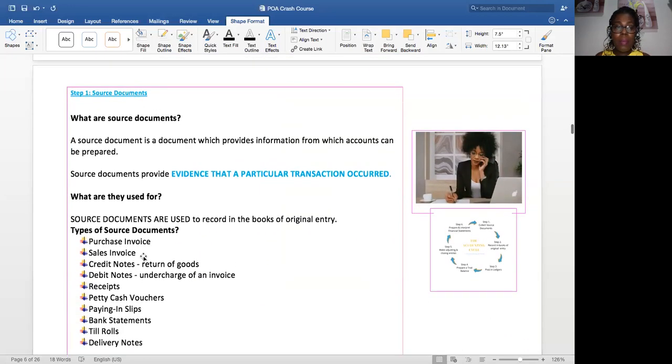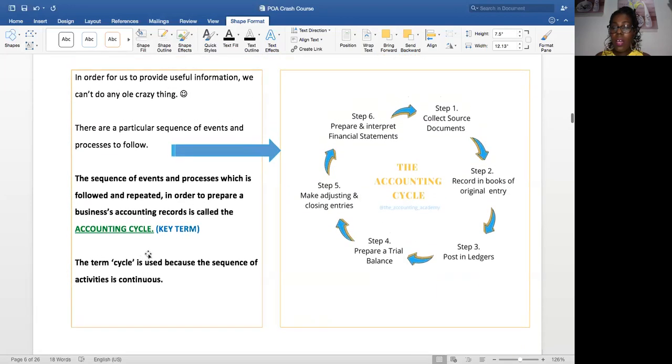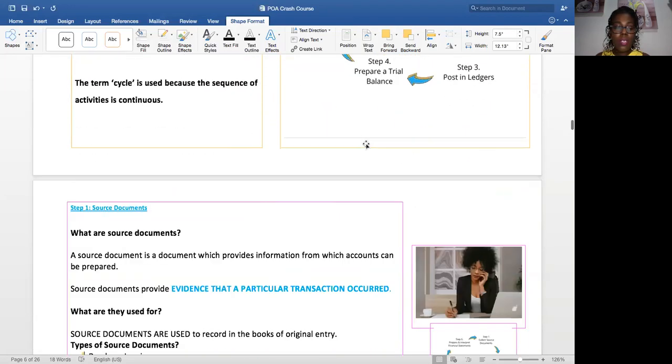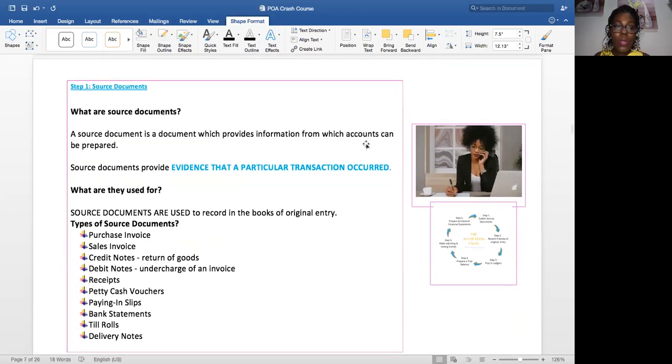So we're looking at step number 1 of the accounting cycle right now. So we're going to jump into source documents. What are source documents? In the multiple choice questions we did while we were waiting for some persons to come on, one of the questions asks, what document should be sent to Mr. Brown? Those documents that are listed, those are source documents. A source document is a document which provides information from which accounts can be prepared. To say it in another way, source documents provide evidence that a particular transaction occurred.